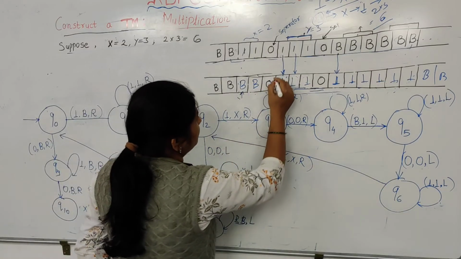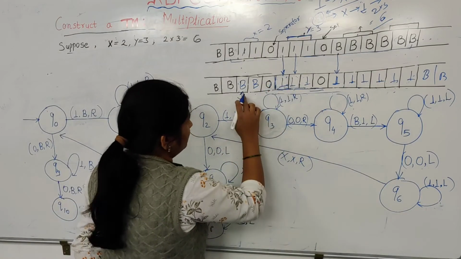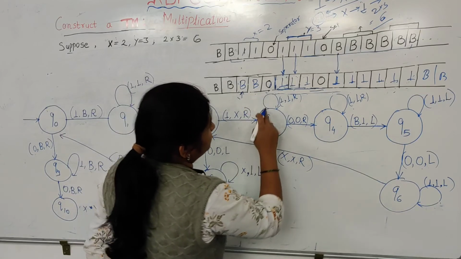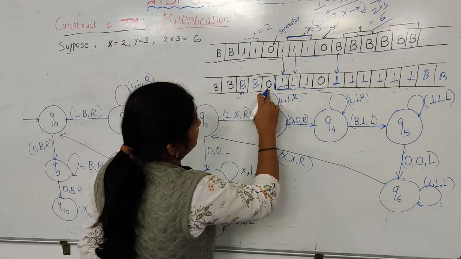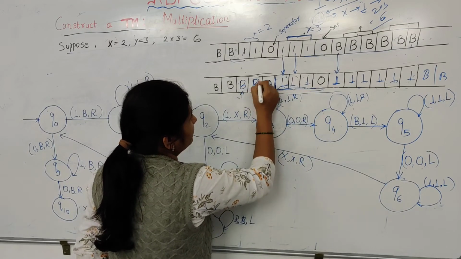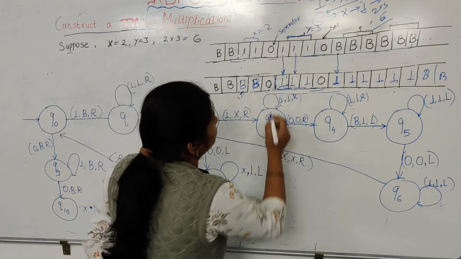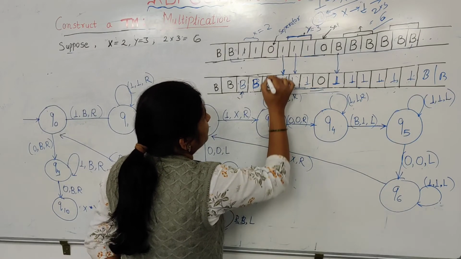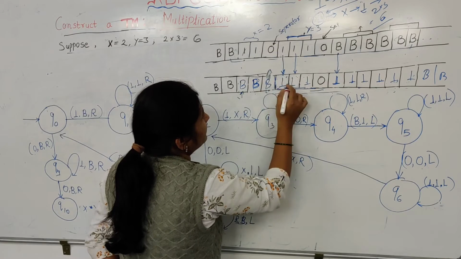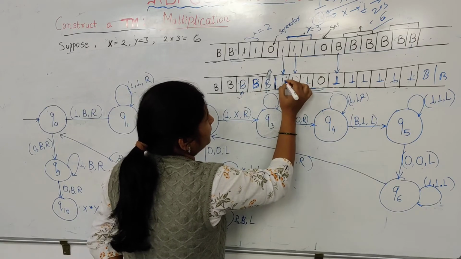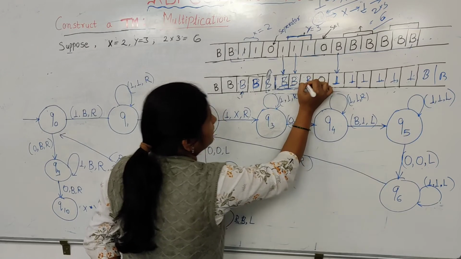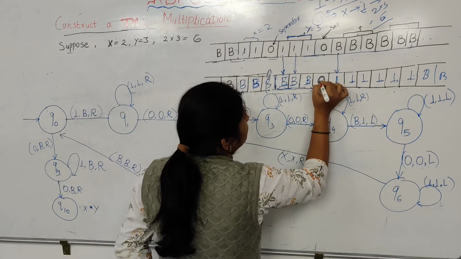And if here we encounter the 0, again we have to move towards the right. Once we got the blank, we have to move towards the right. So if we get the 0, then we will replace it with the blank. Again here when we encounter 1, we replace it with blank. Here also we will replace it with blank, and here also with blank, and here also with blank.